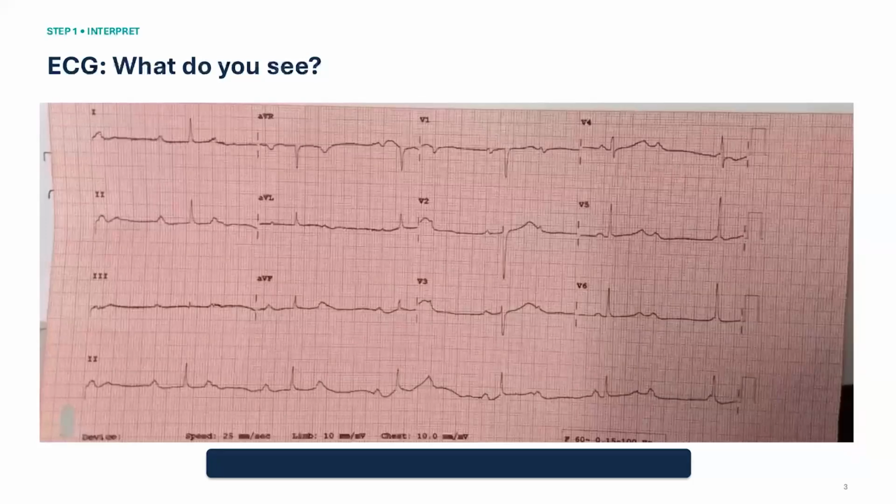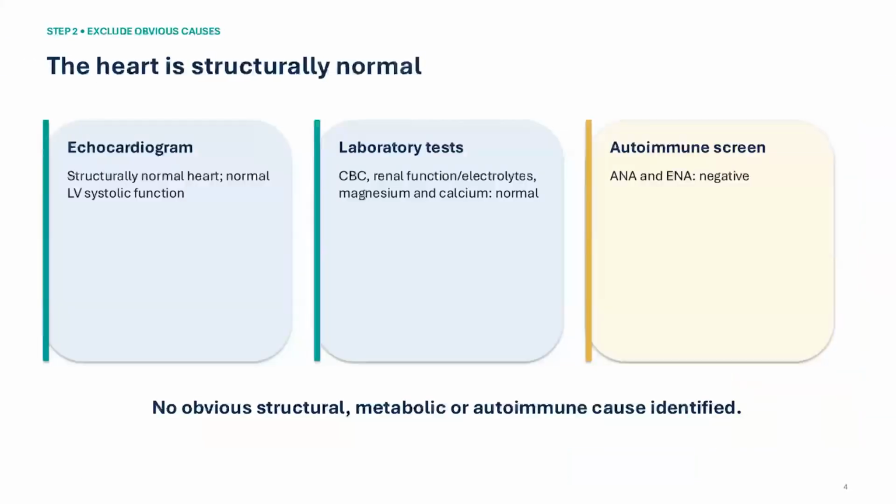It's a third-degree AV block. Yes, so we made a diagnosis of complete heart block in a 25-year-old lady. We tried to look for any reversible causes. Her echo was normal. Her baseline lab tests, including electrolytes, were within normal range. We also did an autoimmune screen, which was negative. So we could not really identify any obvious reversible cause.